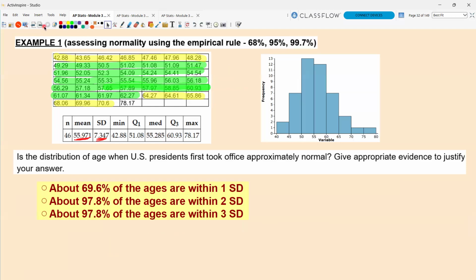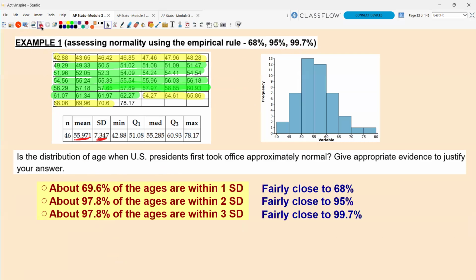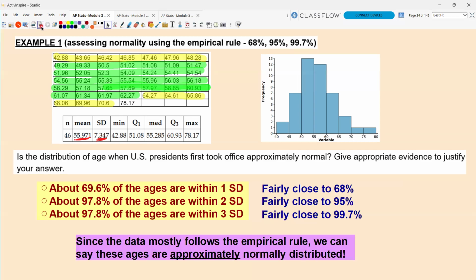So we're going to look at these 3 percentages. And we want to compare them to the empirical rule, 68, 95, and 99.7. And to be fair, they're not really too far off. So in this case here, since they're all fairly close, within a couple percentage points either way, I would say that the data mostly follows the empirical rule. We can approximate a normal distribution with this data.